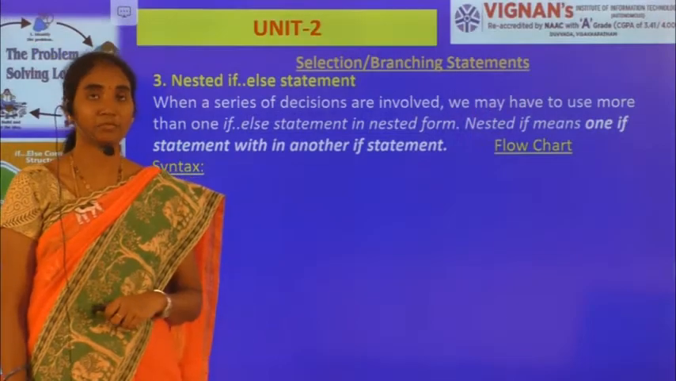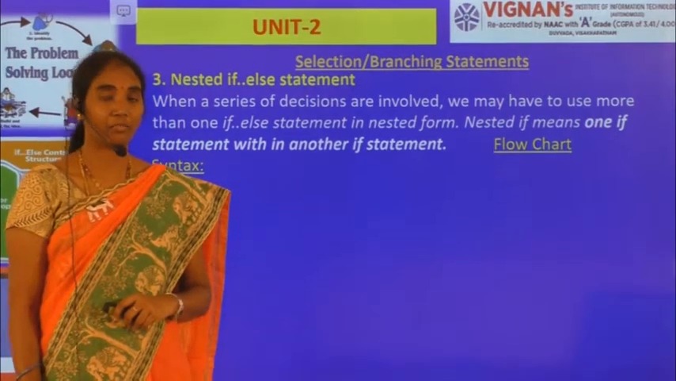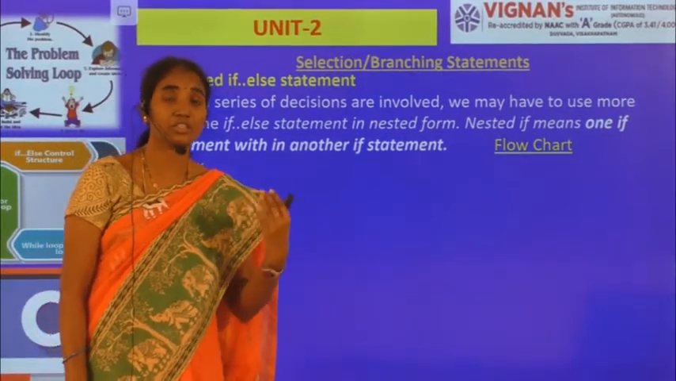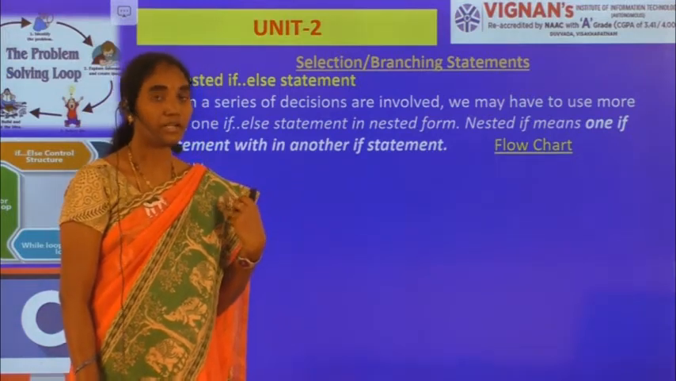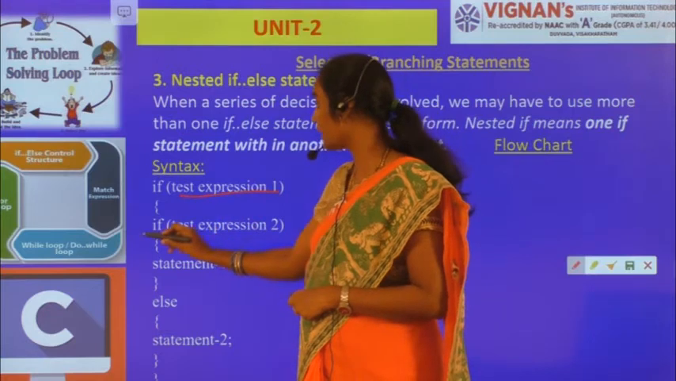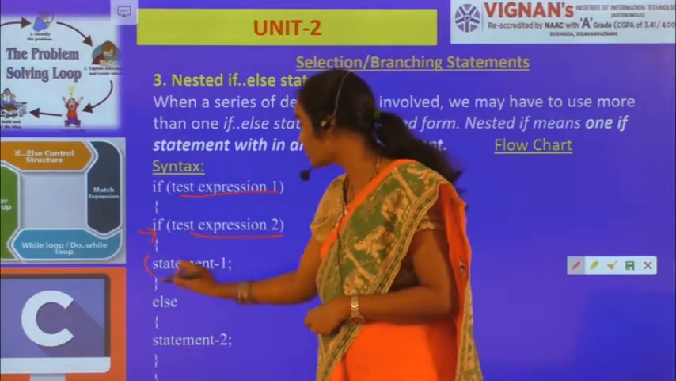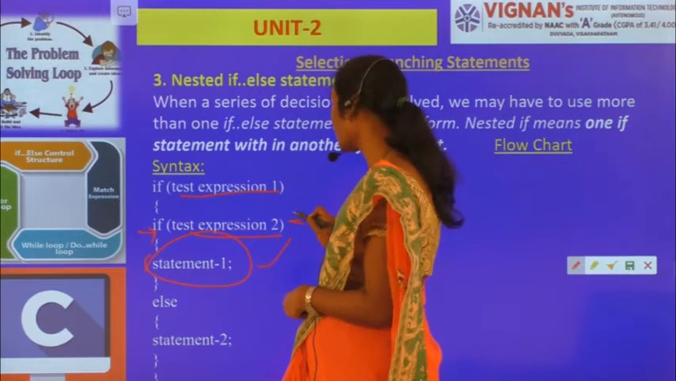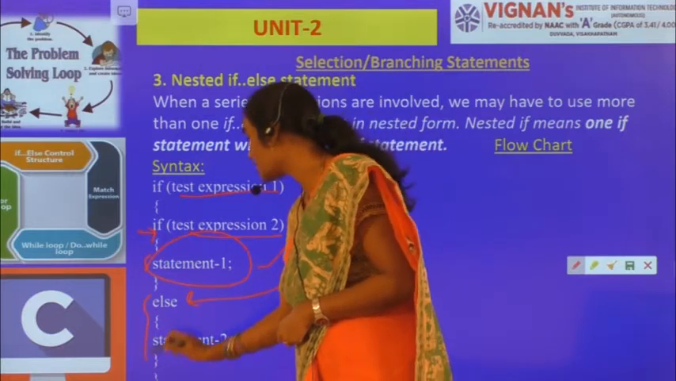Now let's have the next statement under selection statements, which is the nested if else statement or else if ladder. Both are the same. When a series of decisions and a series of if else statements are involved, in that case I have to use this particular statement. Now let's have the syntax. If test expression 1 evaluates to true, then it will enter into another if block, and if test expression 2 evaluates to true, then it will enter this block and execute the statements. If test expression 2 evaluates to false, it will simply come out of the if block and execute the else block.